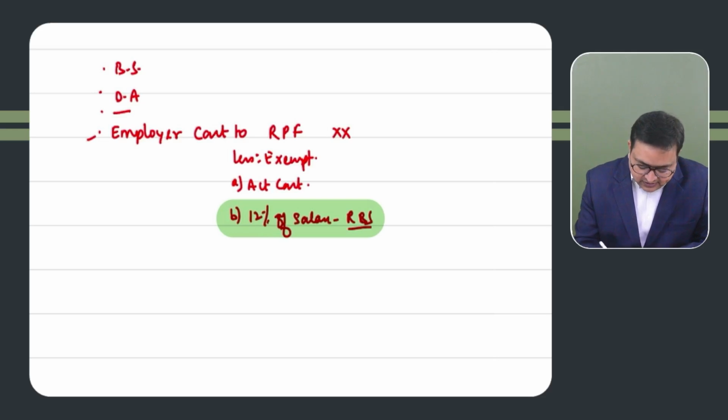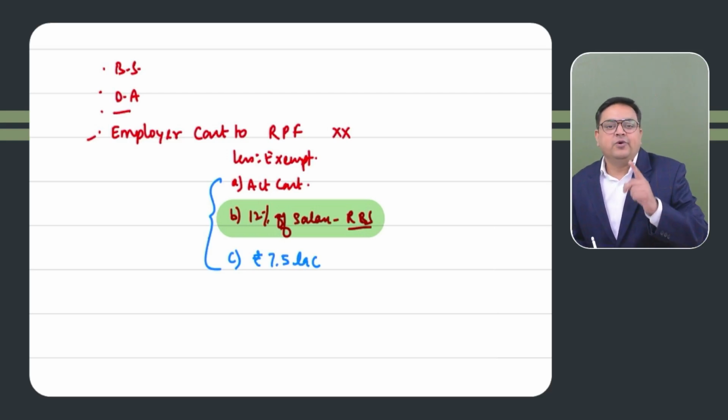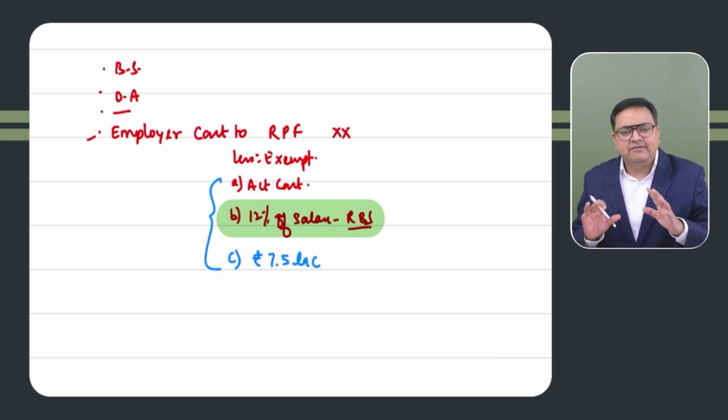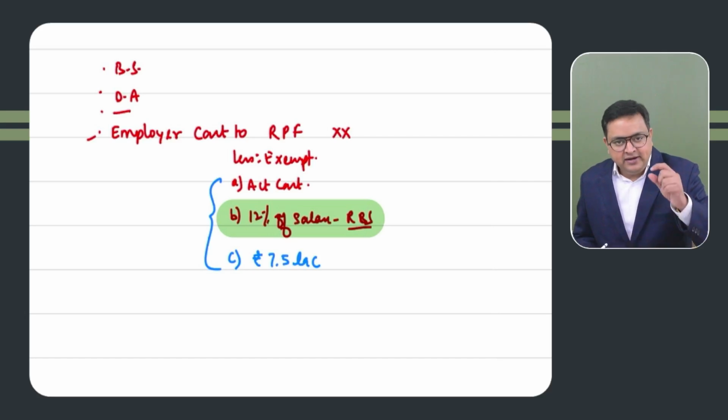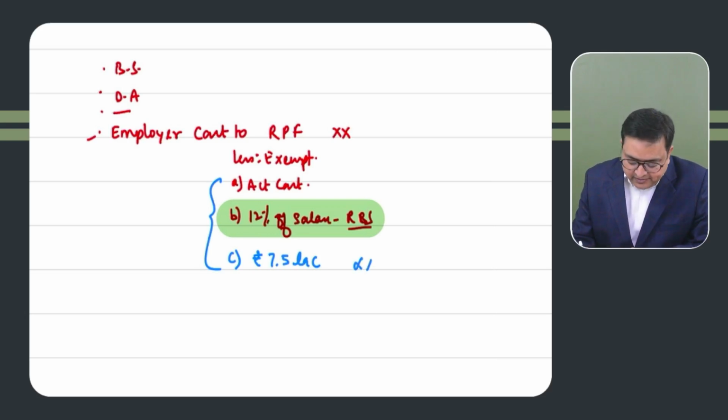Correct? And third and very important, if this person is earning a little high salary, then there would be a limit of 7.5 lakh also, right? Whichever is lower would be exempt. So employer contribution to RPF is exempt. Generally, we say it is exempt up to 12% of the retirement benefit salary, but it is actually the actual contribution by the employer, 12% of retirement benefit salary, or 7.5 lakh rupees, whichever is lower, that would be exempt. And in excess of it, please make it taxable.